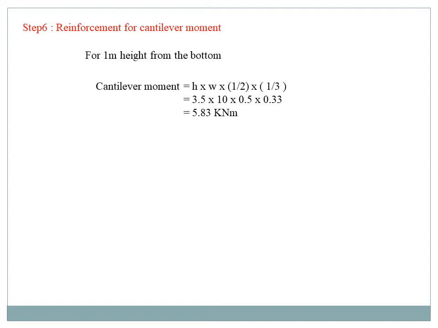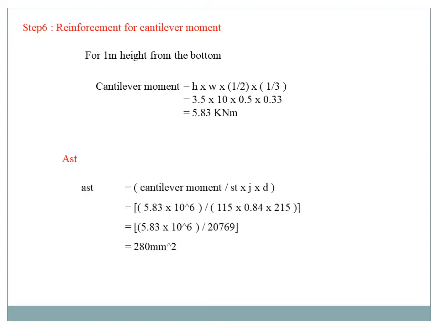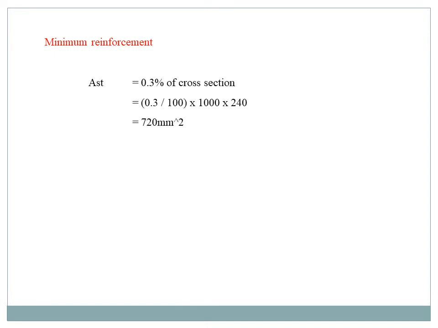So h is 3.5 height of the wall, then w is assumed 10, then 1 by 2, 1 by 3. Our answer is 5.83 kilonewton meter. Then AST is equal to cantilever moment by sigma st j into d. We know all the values, so apply it. You get AST is equal to 280 mm square. So provide 10 mm dia bars at 260 mm center to center distance on both sides for a height of 1 meter from top. Minimum reinforcement, AST is equal to 0.3% of cross section. So 0.3 by 100 into cross section, 1000 into 240 mm, is equal to 720 mm square.